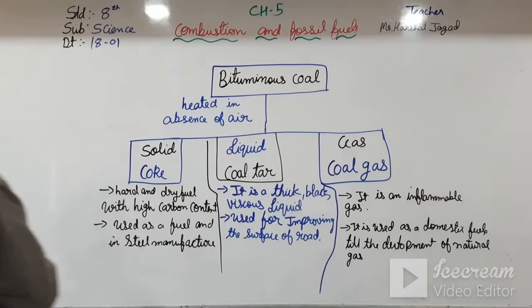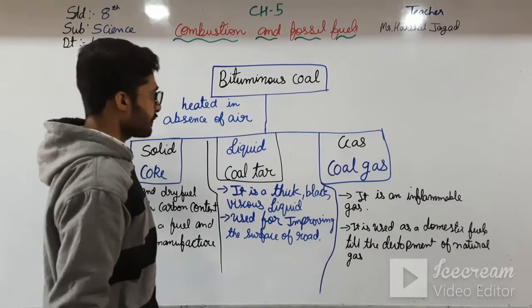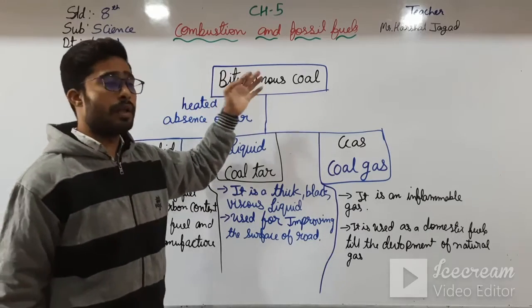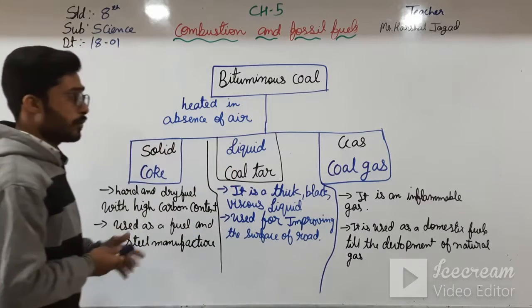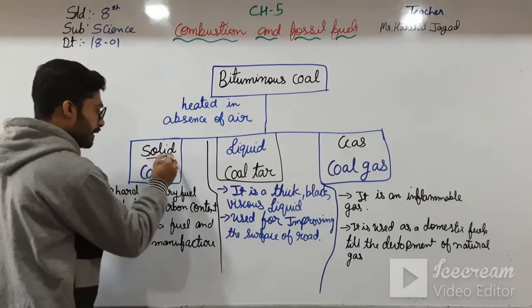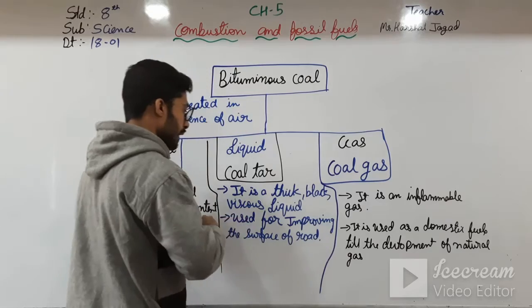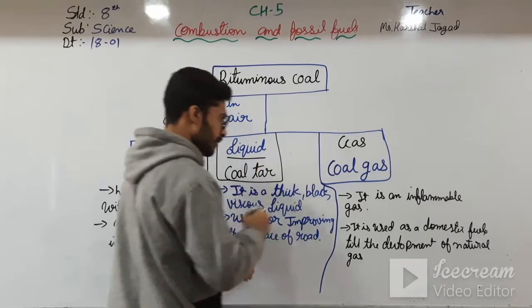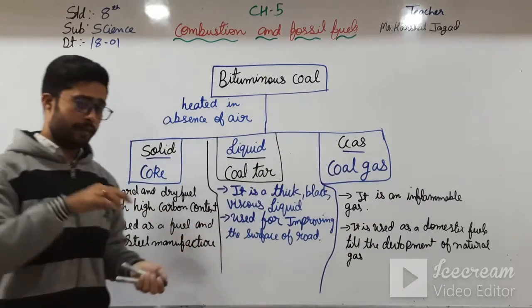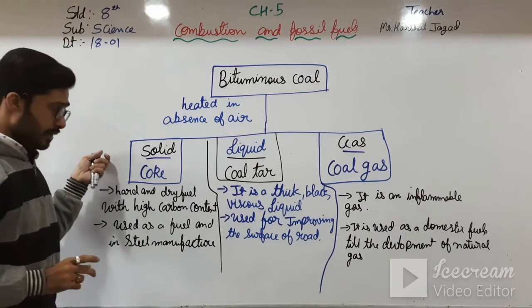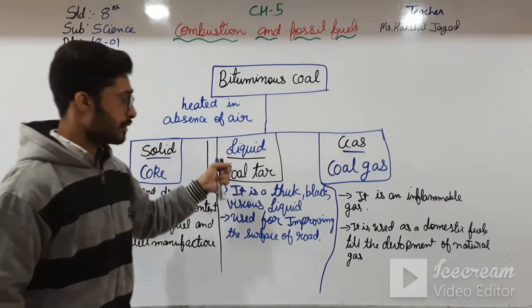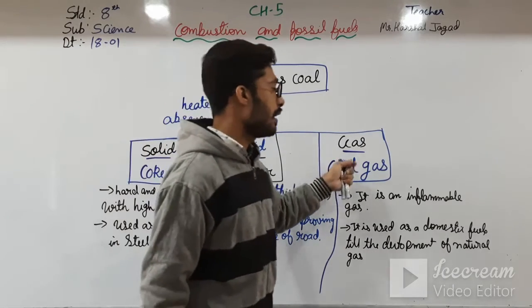Okay, so this is coal tar and coal gas. First of all, when bituminous coal is heated in the absence of air, we get three products: first is solid, another one is liquid, and the third one is gas. These three products we get, students. In the solid it is coke, in liquid it is coal tar, and in gas it is coal gas.